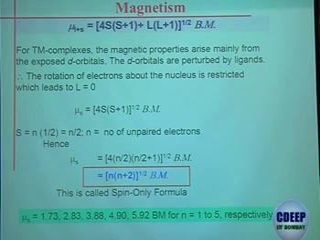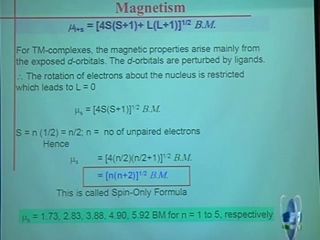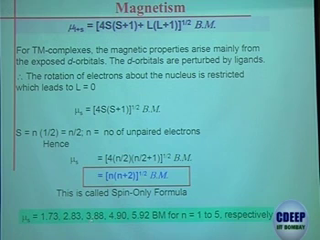That is what you need to remember. I think you have studied it before. n multiplied by n plus 2, the root of that. So if you have one unpaired electron, 1 multiplied by 1 plus 2, root of 3, 1.73. Two unpaired electrons, 2 multiplied by 2 plus 2, root of 8, 2.83. There is an easy way to remember it: 1.73, 2.83, so 1.7, 2.7, 3.7, 4.7 and 5.7. It is close. That way you do not have to use your calculator every time.